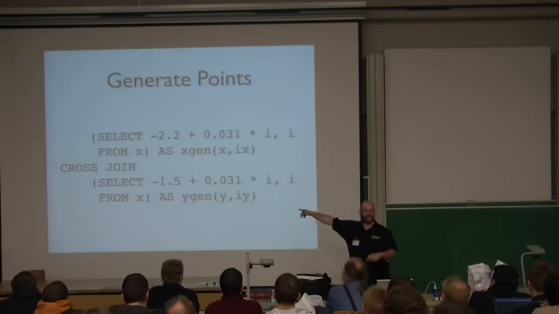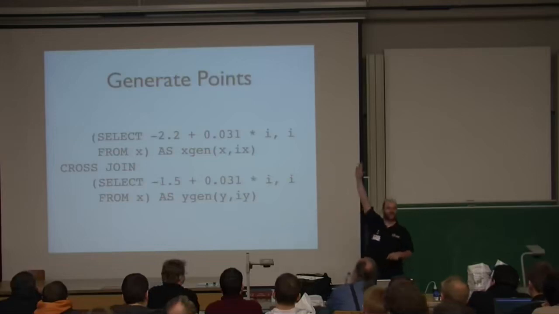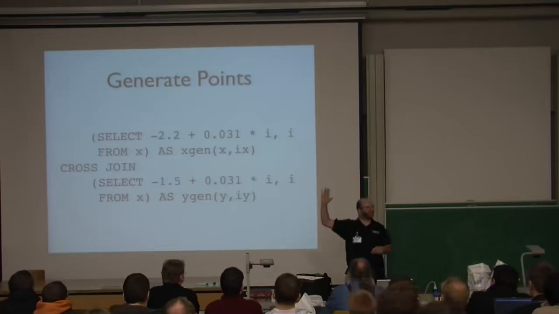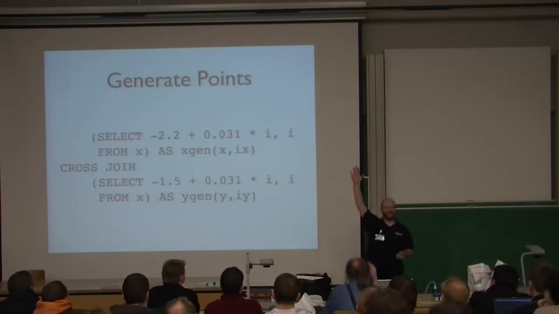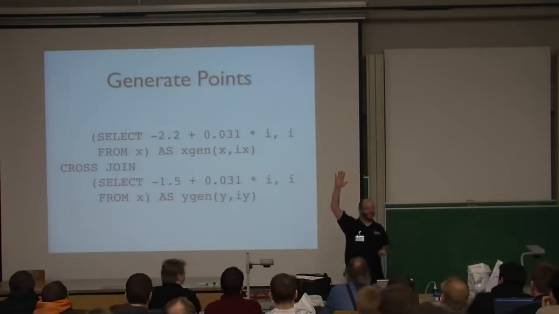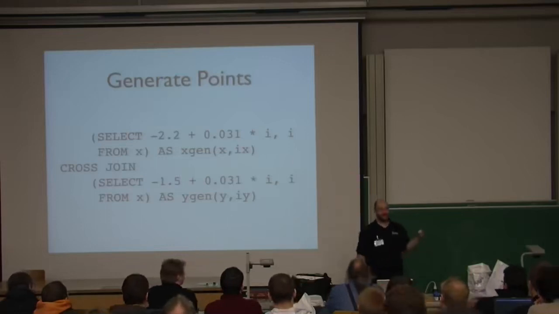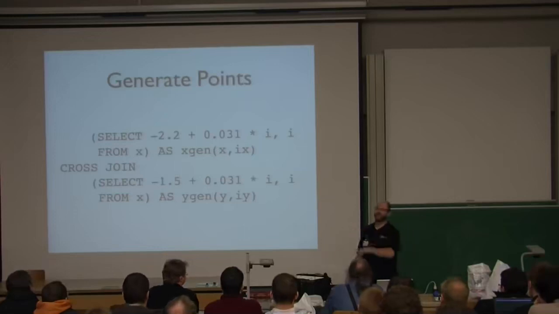And has anybody here done a cross-join on purpose before? Good for you! How about by accident? Yeah, it's really easy to do a cross-join by accident. You just say FROM table1, table2, and you forget to put in a WHERE clause, and then you get a Cartesian product.